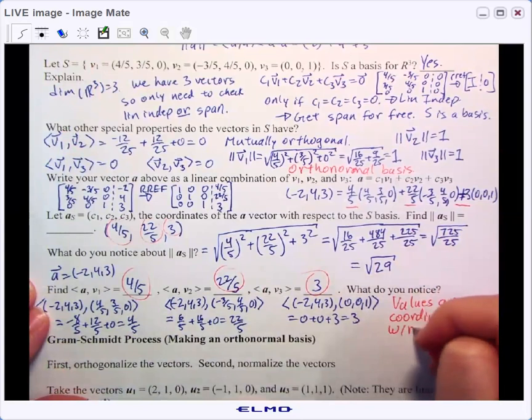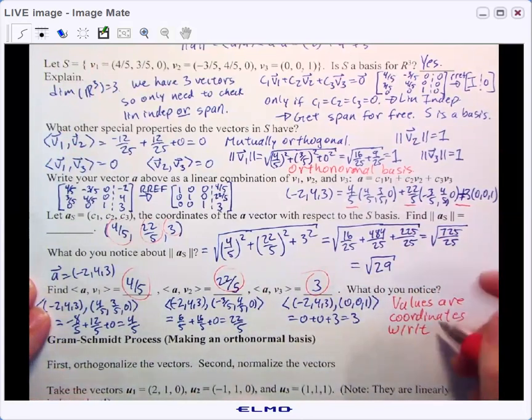W.R.T. is a common shorthand for with respect to the S basis.